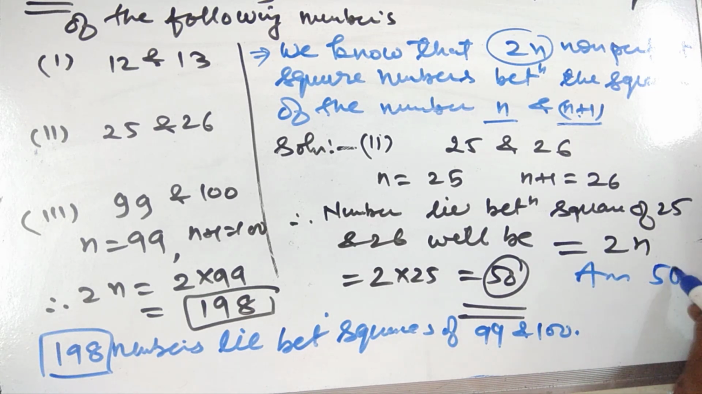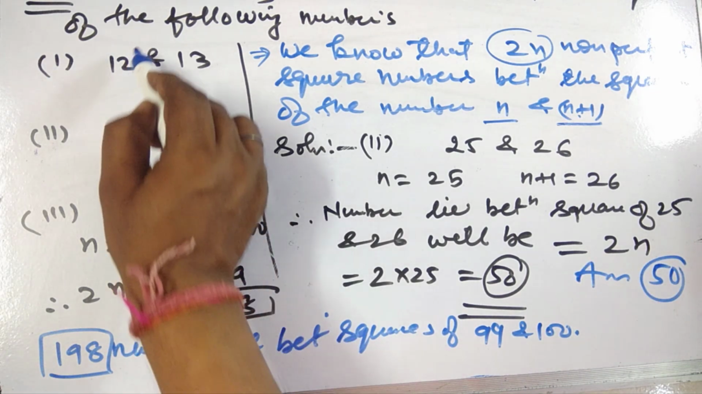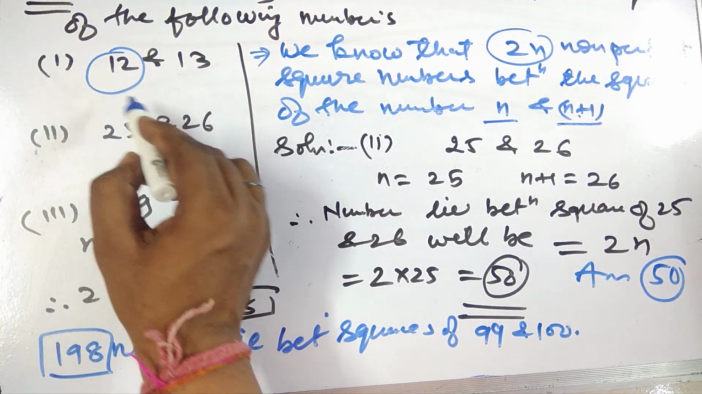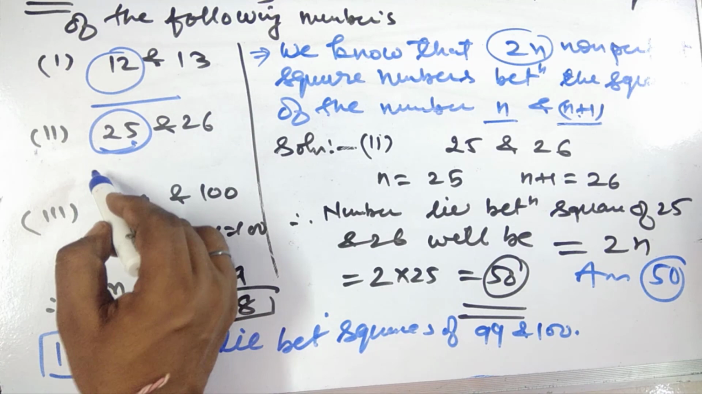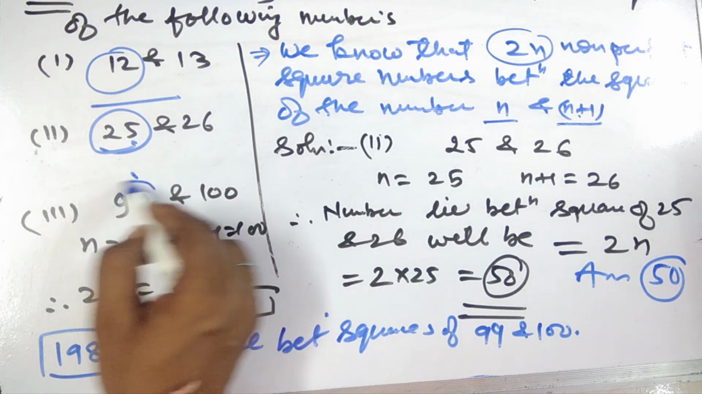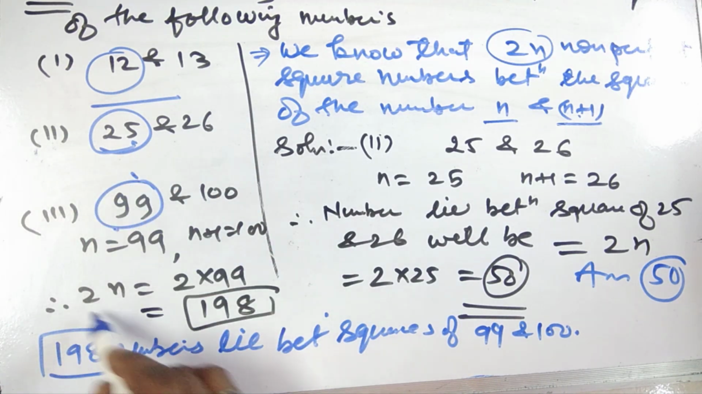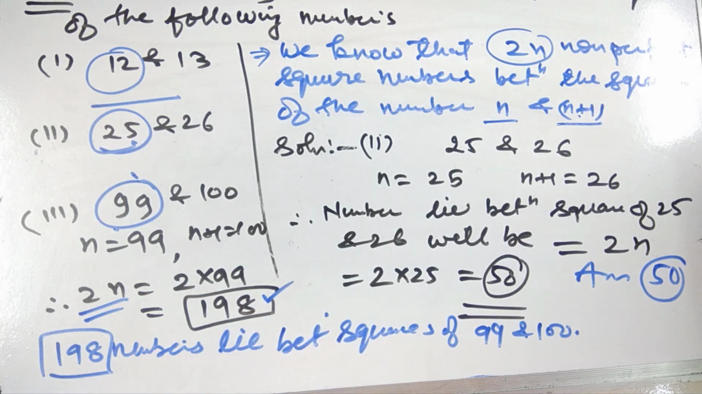So n is equal to 12, then 2n is equal to 24. n is equal to 25, then 2n is equal to 50. n is equal to 99, then 2n is equal to 198. So I hope you all are getting it very well.